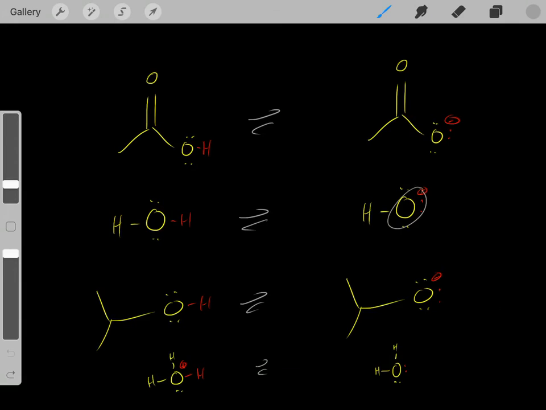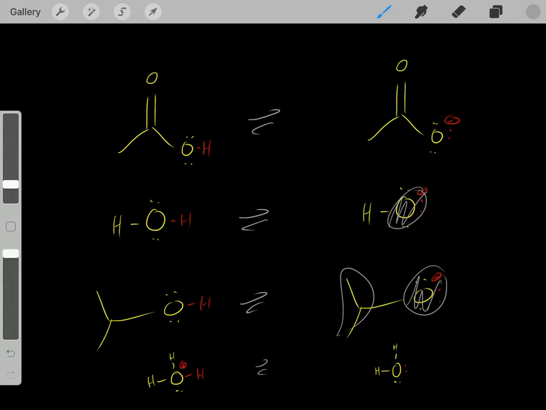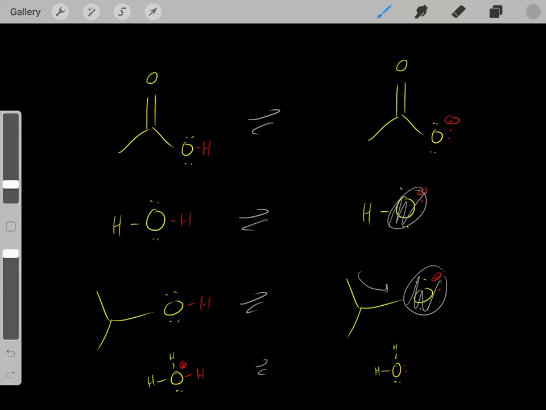Because again, they both have that localized negative charge on the oxygen. However, this one also has these alkyl groups, and we know these alkyl groups are electron donating. We know they have those carbon-hydrogen bonds with these orbitals with negative charge electrons, so therefore they donate electron density.